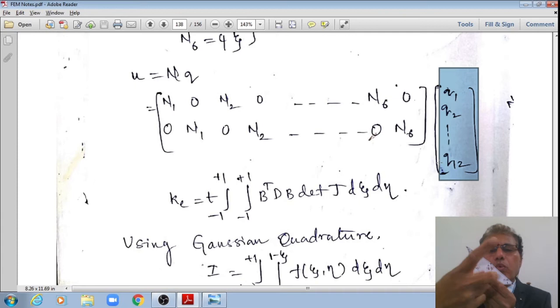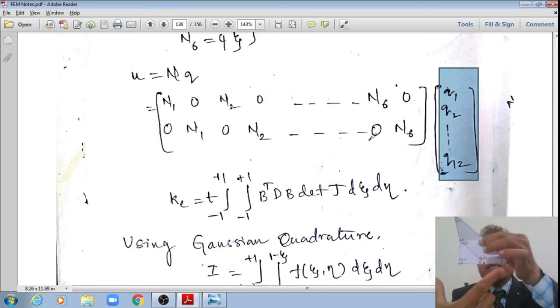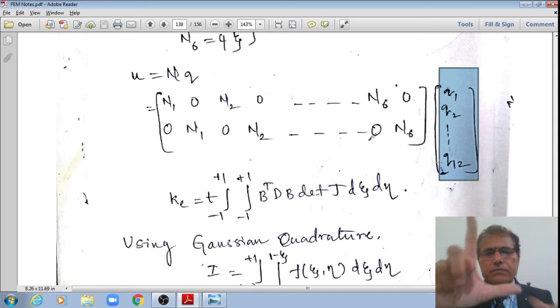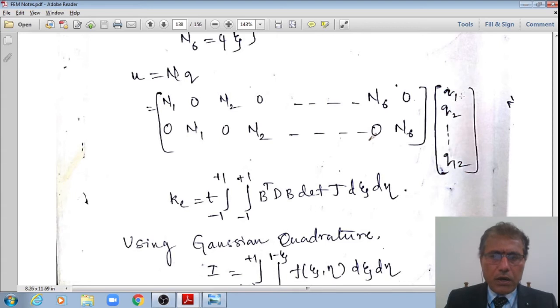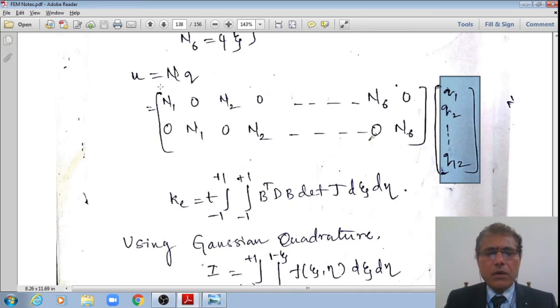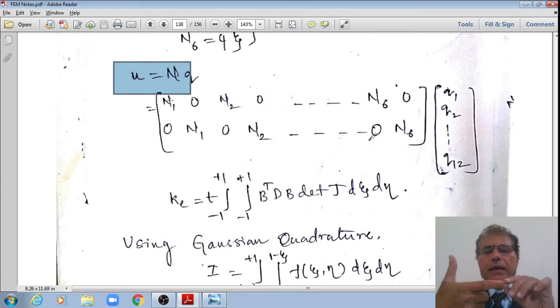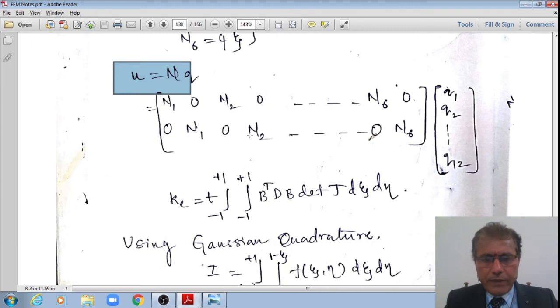Because 6 nodes are there, each node has 2 degrees of freedom: q1, q2, q3, q4, up to the last 6th node as q11, q12. That is how I'll recall all the degrees of freedom of this 2D 6 node triangle. Therefore, there is a 12 by 1 matrix. This 2 by 12 operated upon 12 by 1 will give the displacement matrix as 2 by 1, meaning the displacement along the x as well as the y directions respectively.